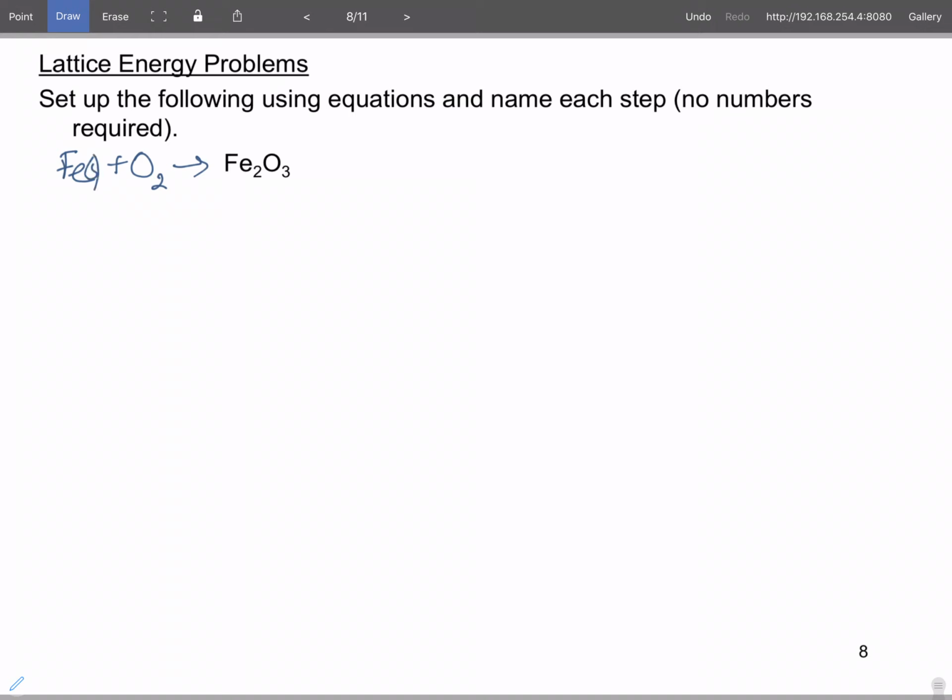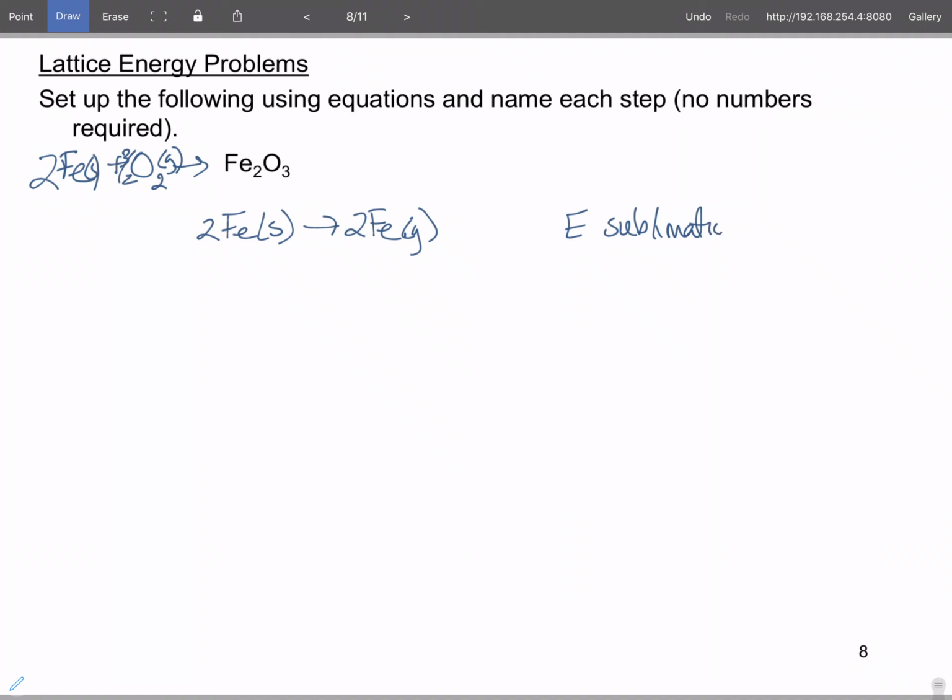Iron's a solid, oxygen's a gas. I didn't leave myself enough room. So this is going to be 3 halves and this is going to be 2. All right. So what we're going to start with is you can start with iron or you can start with oxygen and you can mix them up. I just find it easier to start with one. So the first thing we have to do is take iron solid, it would have to be 2, to go to 2 iron gases. So this would be the energy of sublimation.